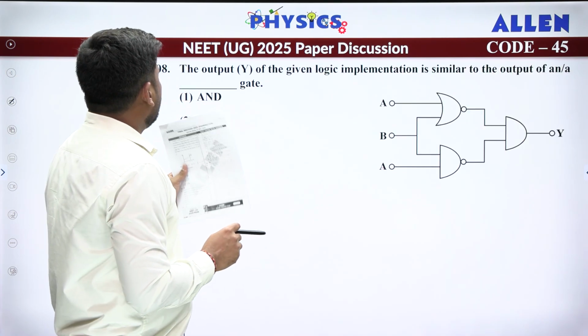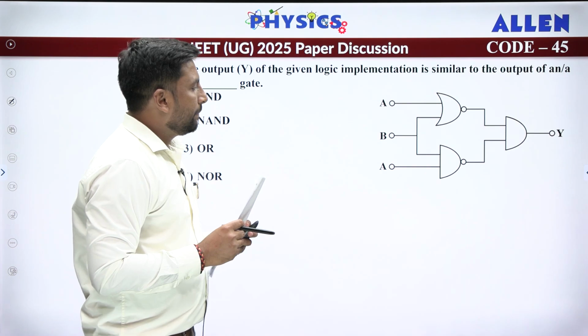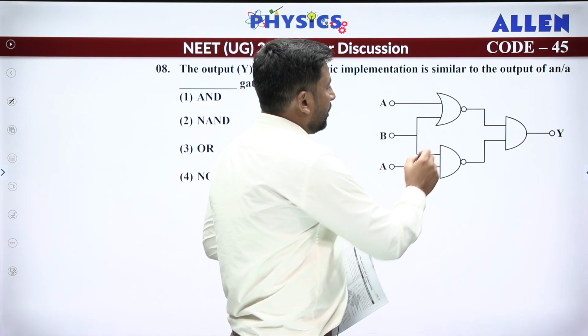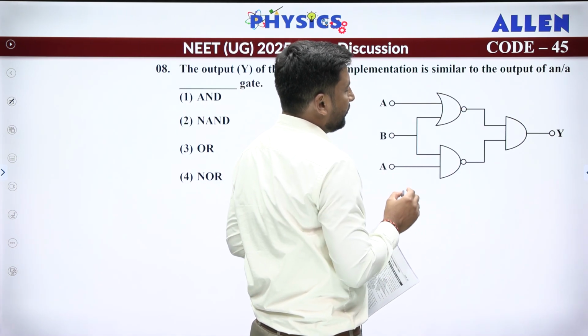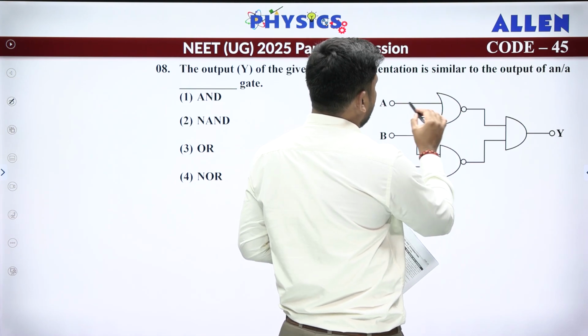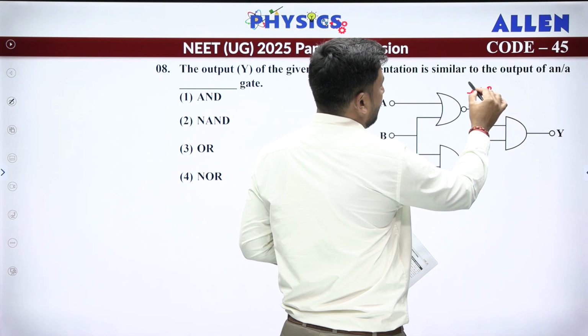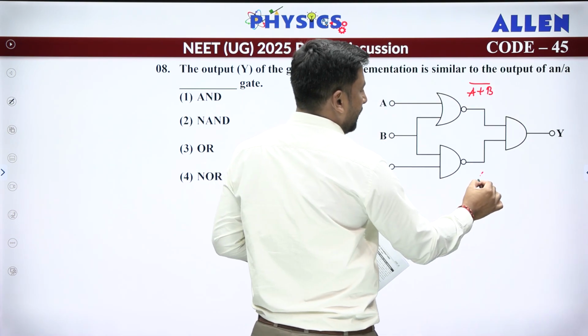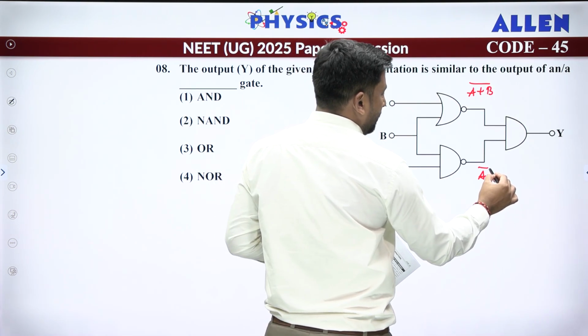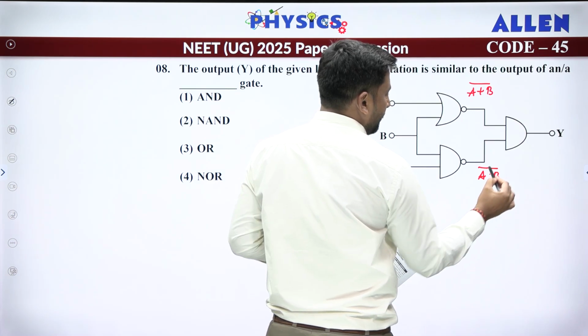Next, this is the question based on logic gates. This is a NOR gate and this is a NAND gate. So if you solve this, what will we get from here? This A and B, then this is (A plus B) bar. This is (A dot B) bar.